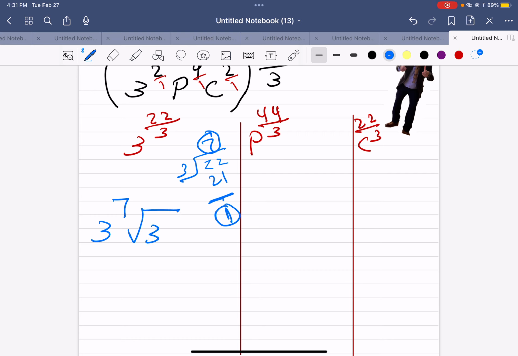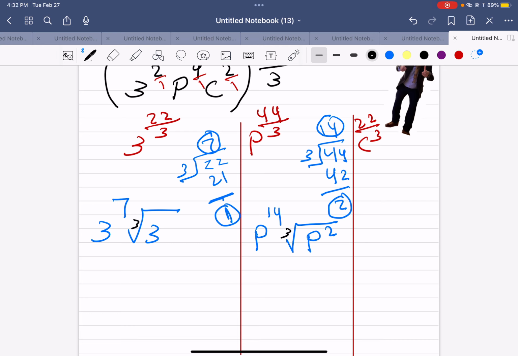How about this? 44 divided by 3 is going to give me 14. 14 times 3, that is 42. So the remainder is 2. I care about this. That's going to be P to the 14 and radical P squared. Don't forget, Mikhail, the degree of the radical is always 3. Cube root.